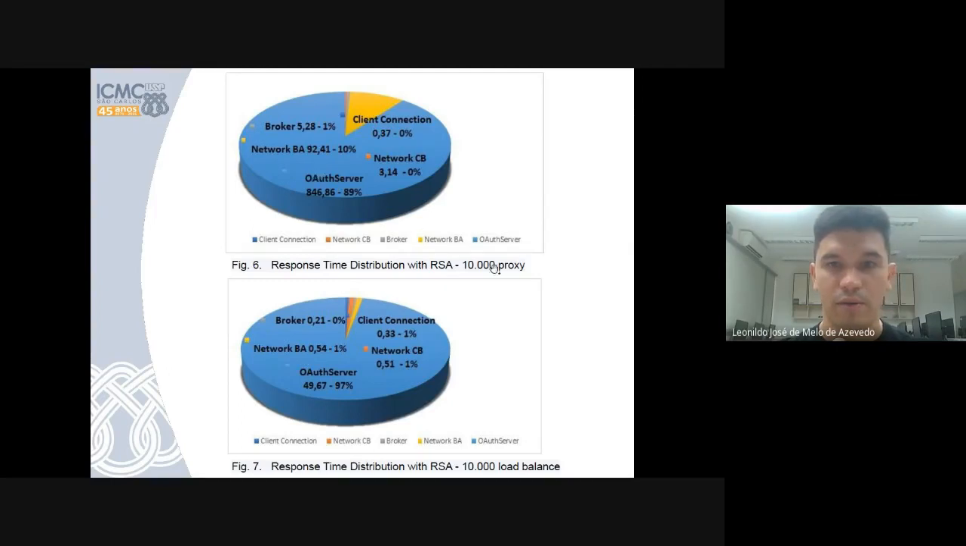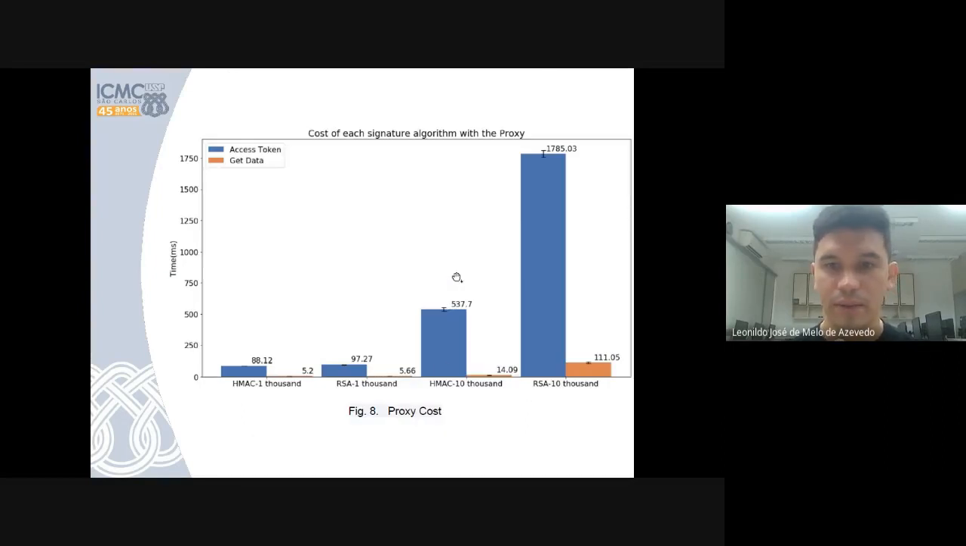Look, without the balance, it took almost 1 second. In the second one, with a load balance, it took only 50 milliseconds. Here, I had the same result in this part, on the right. And on the left, I have the results for 1,000 requests. So few requests and many requests.